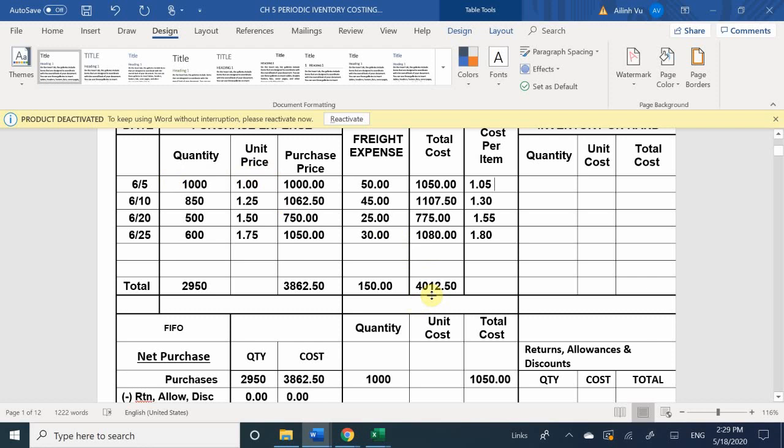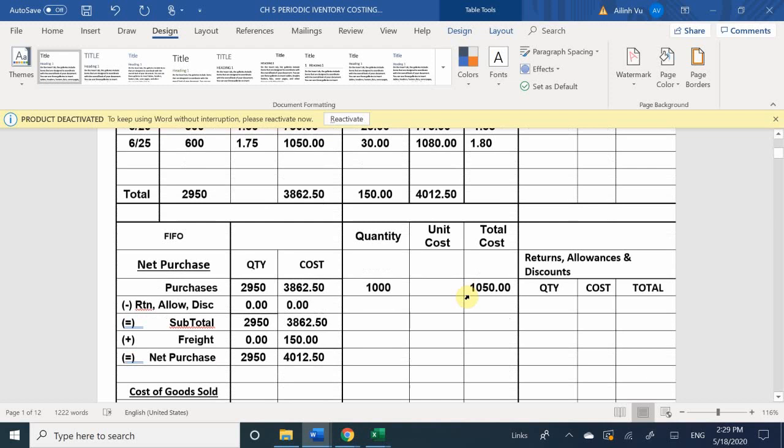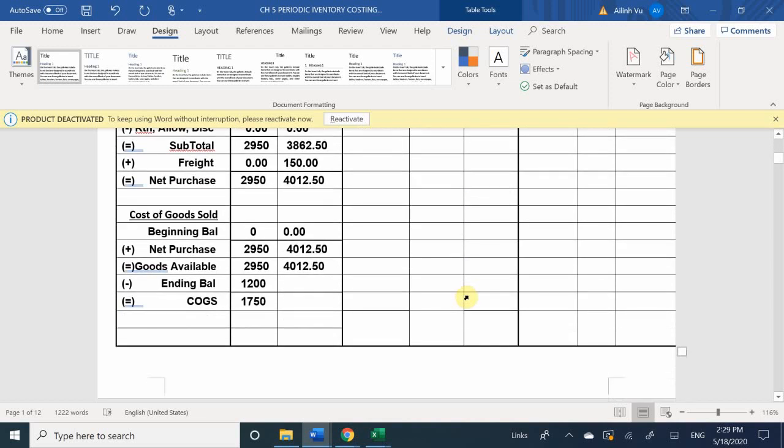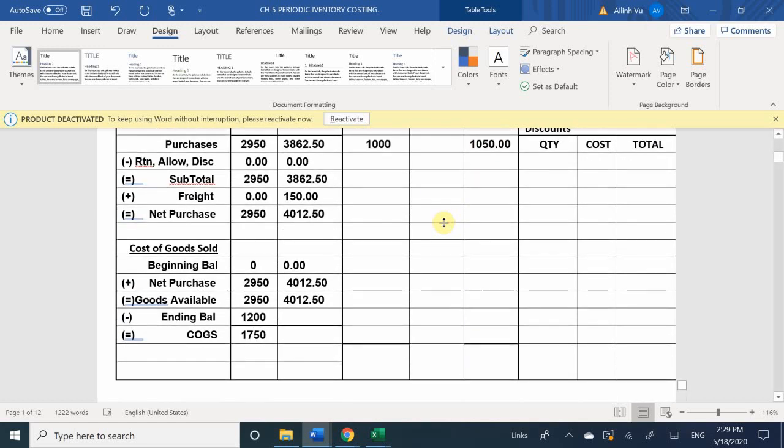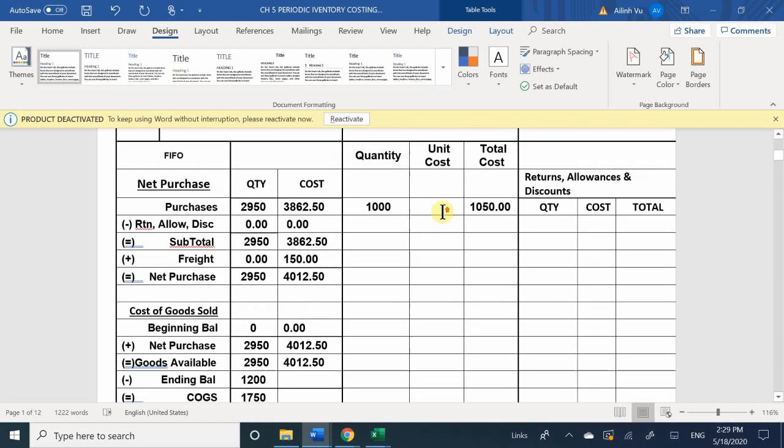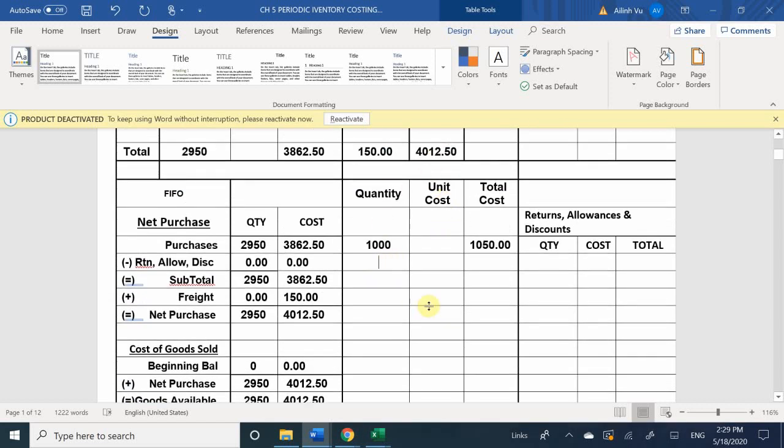So the next batch that we're looking at is 850. Now let's look back down here. How many items did we sell? 750. Right, and we already utilized 1,000. So how many of those 850 do we actually need to sell? 750. Yes. So we have to get rid of 750 items, okay?